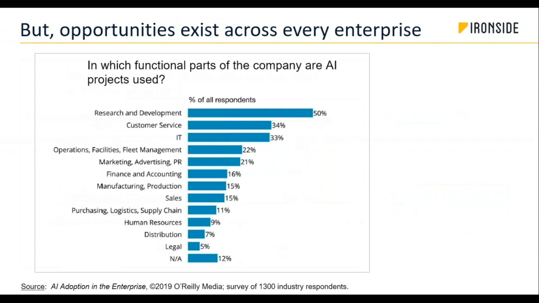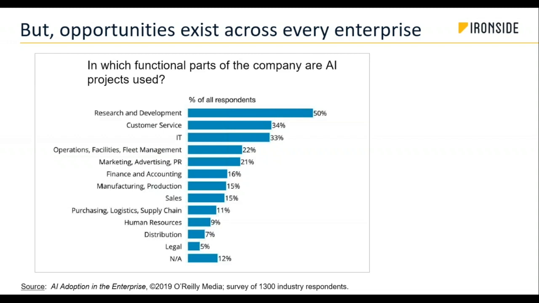So the good news is that opportunities exist across the entire enterprise. This is that same survey. And what you see here is very interesting. You see a list of all of the places that respondents that are using AI have in fact employed it, by functional area or department or organization.